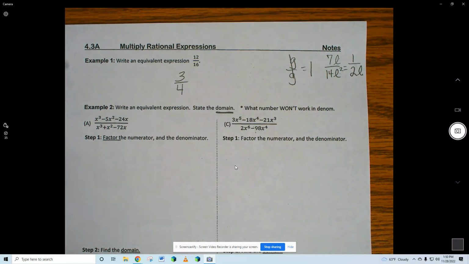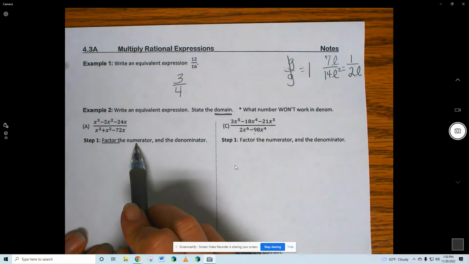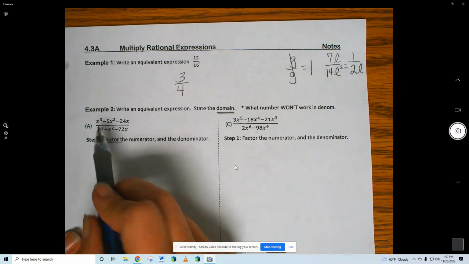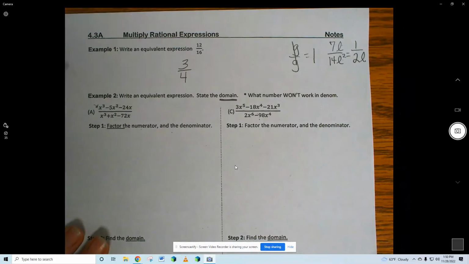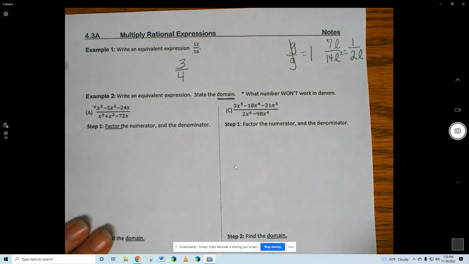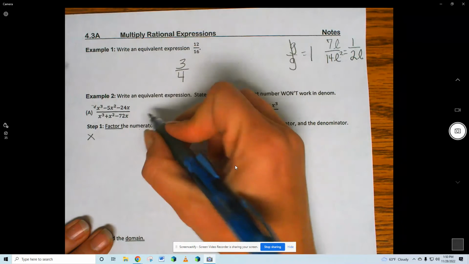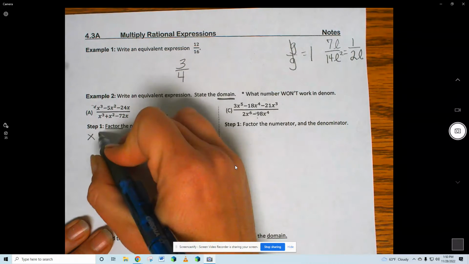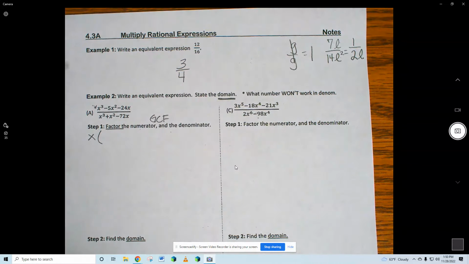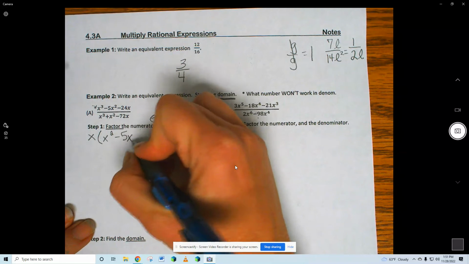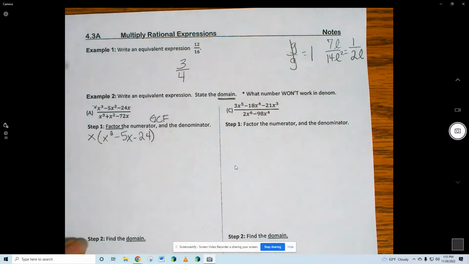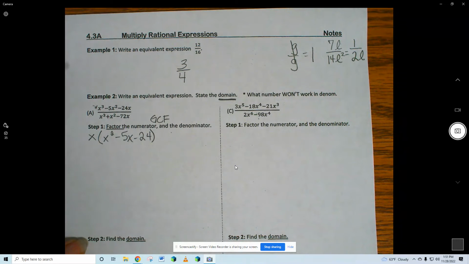So here we go. On part A, we need to factor the numerator and the denominator. So looking at the top, what kind of factoring would I start with? Like GCF, x. You're right, with the x. So I'm going to factor out, so GCF happens first. They didn't have any numbers in common, so I'm just going to write my leftovers, what's still there after I divide. X squared minus 5x minus 24. That's what's still left when I GCF out an x.